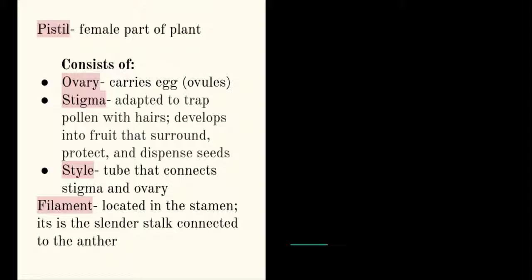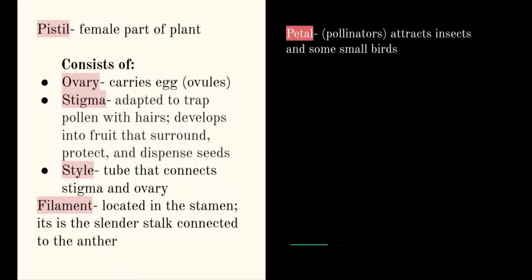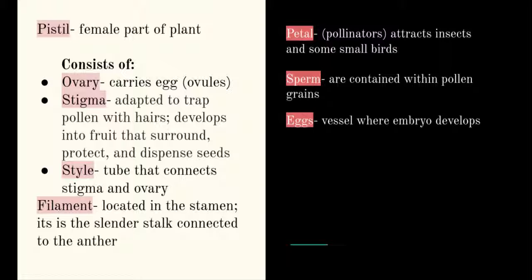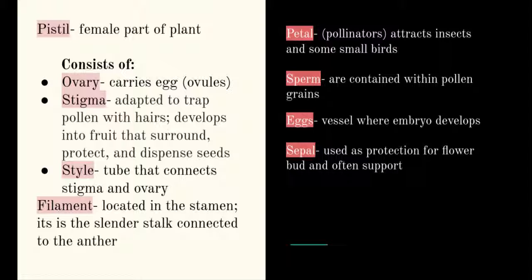Next, we have the filament. It's located in the stamen. It is a slender stalk that is connected to the anther. The next one is petals. Petals are the pollinators. They attract insects and some small birds. The sperm is contained within the pollen grains. And eggs are the vessels where the embryo develops. And then we have the sepal, which is used as protection for the flower bud and often support. Then the anther, which is part of the stamen and produces the pollen.